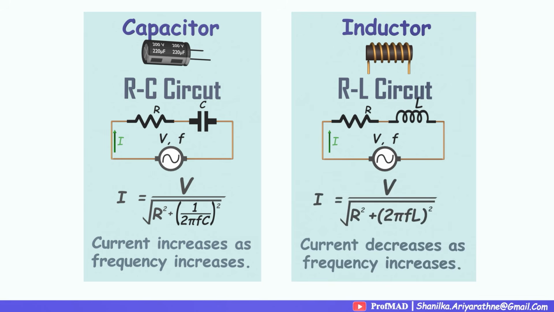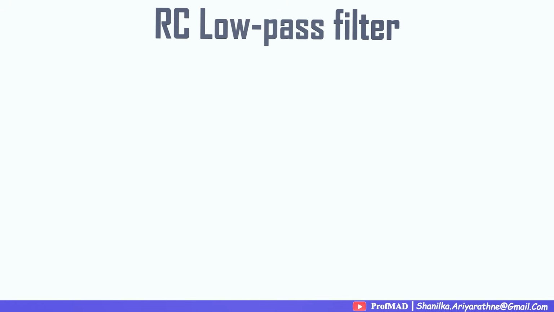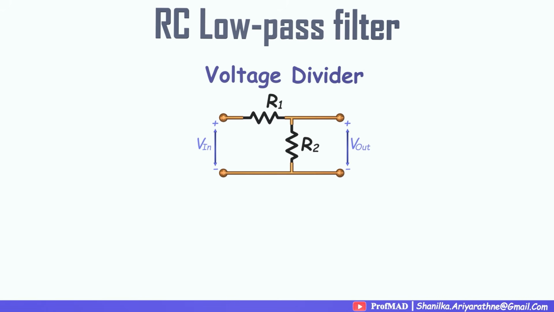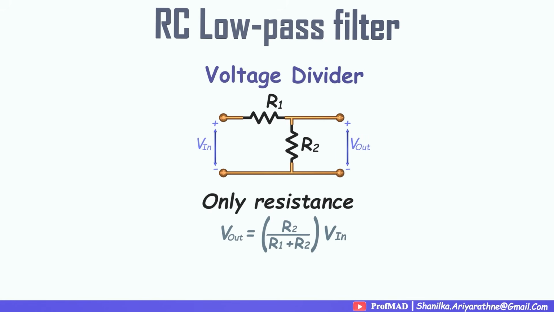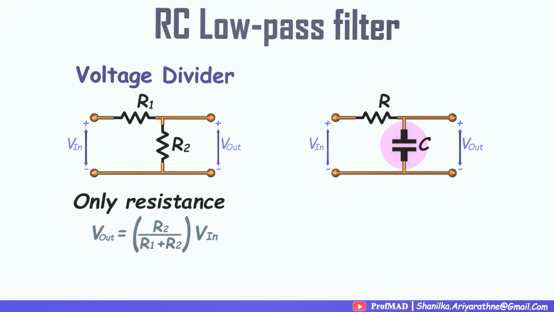Now let's build our first low-pass filter using a capacitor, an RC low-pass filter. To understand how it works, let's start again with our voltage divider circuit. Since this circuit contains only resistors, we can write the output voltage, which is the voltage across R2, like this. So the output voltage is simply a fraction of the input voltage. Now, let's replace the R2 resistor with a capacitor and see what happens. So what is the output voltage now, the voltage across the capacitor?